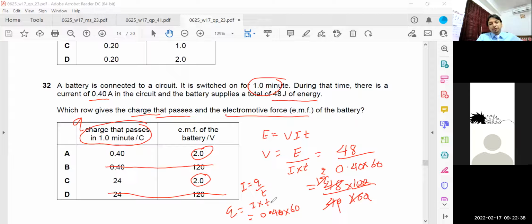6 for the 24 will be 24. 24. It is the 24. So the answer is here C. C is the right answer, children.